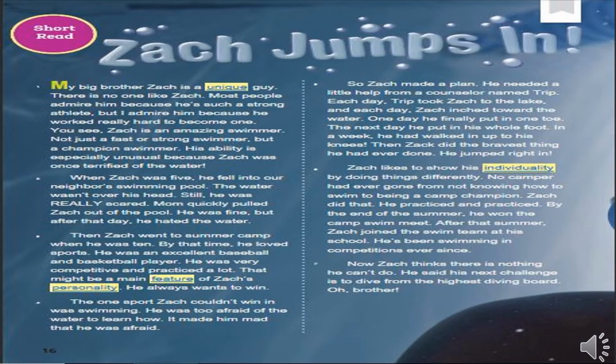Zach jumps in. My big brother Zach is a unique guy. There's no one like Zach. Most people admire him because he's such a strong athlete, but I admire him because he worked really hard to become one. You see, Zach is an amazing swimmer. Not just a fast or strong swimmer, but a champion swimmer. His ability is especially unusual because Zach was once terrified of the water.